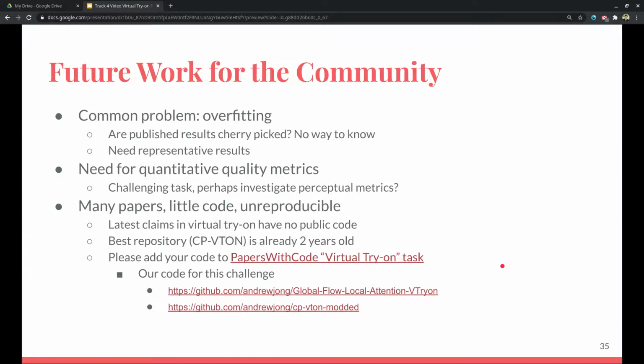The final problem is that we've seen many papers in virtual try-on, but little code online about how to reproduce them, meaning that with the complexity of all the hyperparameters in neural networks these days, the experiments are almost unreproducible. Right now, the best public repository in virtual try-on is CPVTON, which is already 2 years old. So, if you're working in this virtual try-on space, please add your code to GitHub and add it to the public Papers with Code website under the virtual try-on task, so that we can all improve together as a community. Of course, for this challenge, we also make our code public, which you can find at these links below.